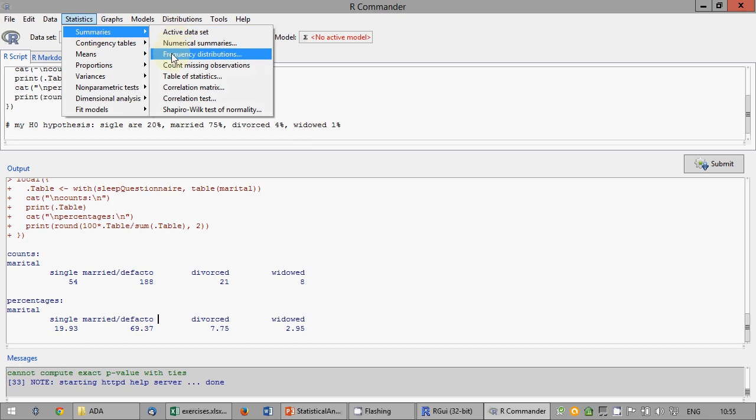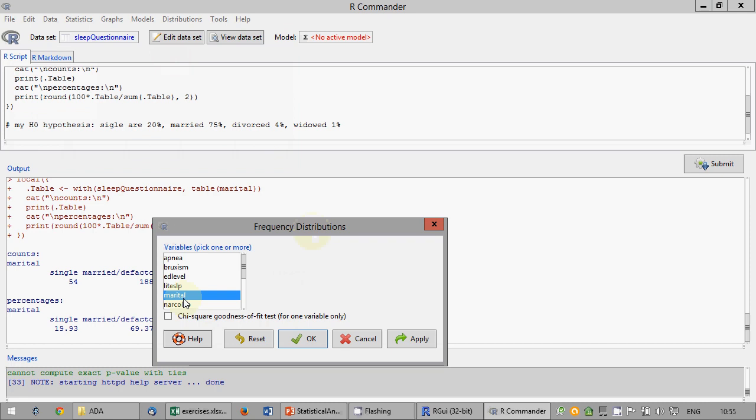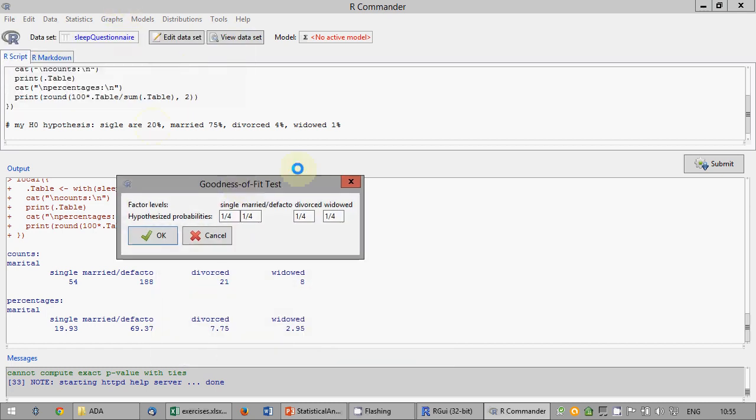The test is in the same place as the frequency distribution. Probably you have already noticed it. Marital status is here. Chi-squared. If you flag it, when you press OK, it will ask you for your hypothesis. If you don't say anything, it supposes 25, 25, 25, 25, but here we have 0.2. Remember, always use the point, even if your Windows separator is the comma.